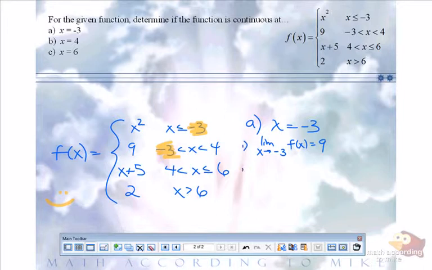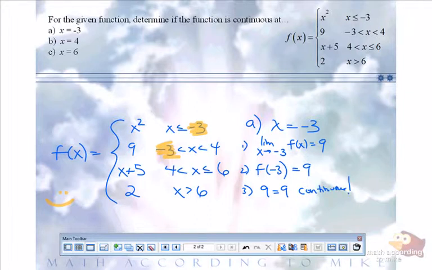2. Let's find f of -3. Well, notice this inequality has the equal to. So this is the section of the graph where x can equal -3. So if we plug in -3 into the function, what do we get? 9. So the limit equals 9, the function equals 9. So is it continuous at -3? 9 equals 9. Continuous.